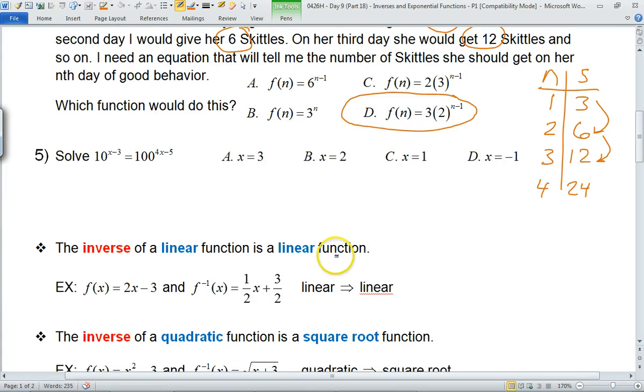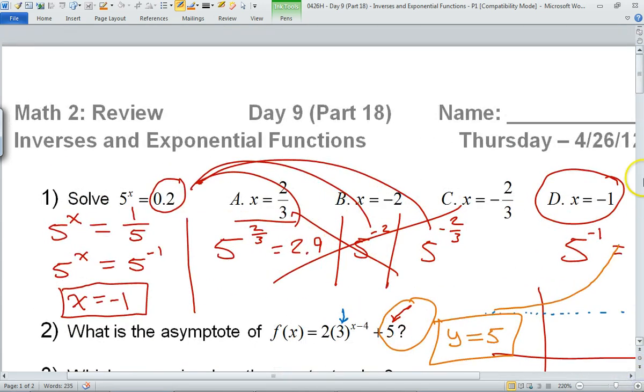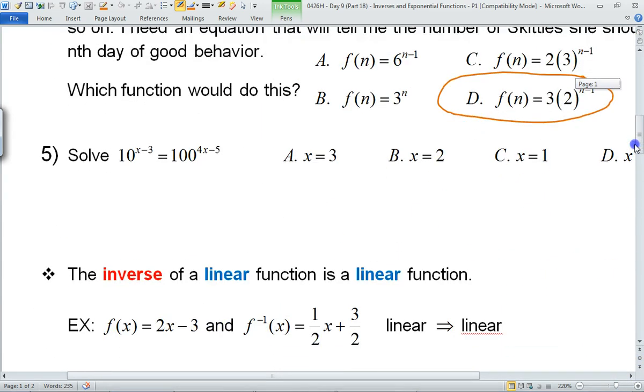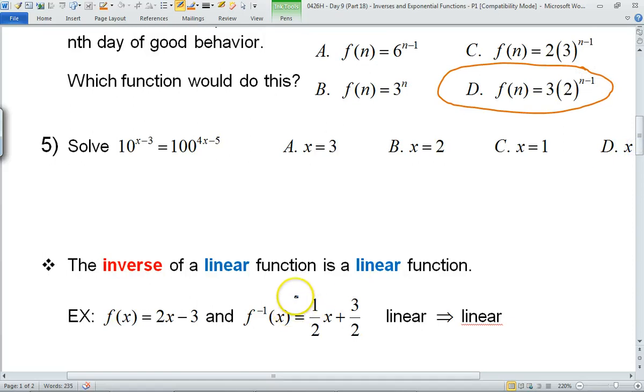What's the kind of cheating way? I could substitute these values in one by one for the x's and see which one's true. Let me do that first this time, just for fun. I want to make it a little bigger. So here's the kind of cheating way of solving the problem.